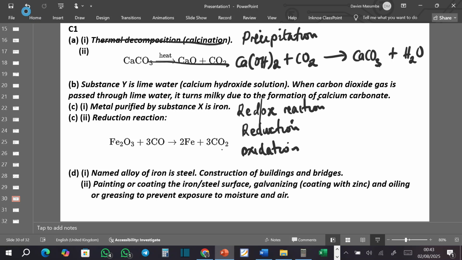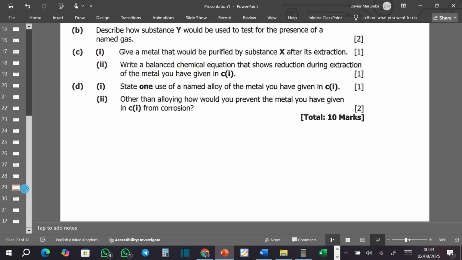It has gained more oxygen, so it has been oxidized. Because sometimes they can ask you which one has been oxidized and which one has been reduced. So like in this one, iron ore has been reduced, while carbon monoxide has been oxidized. Okay, so let's go to the other question.